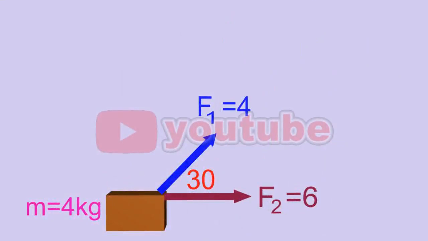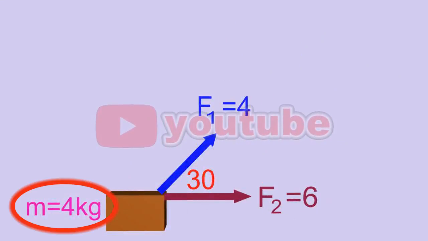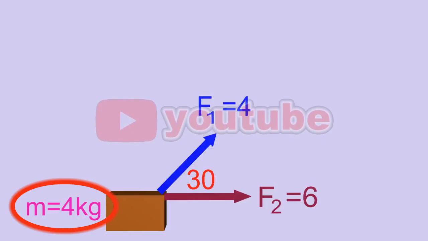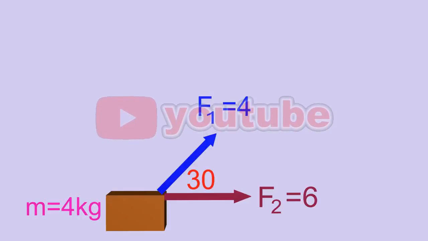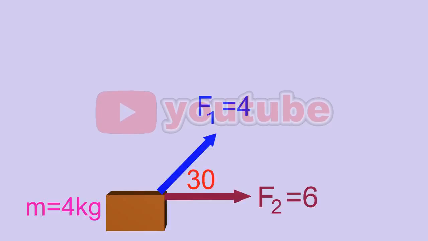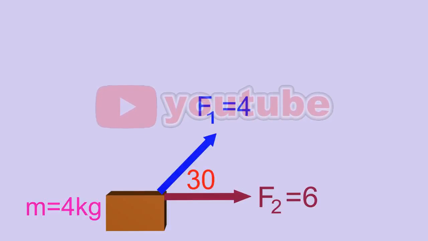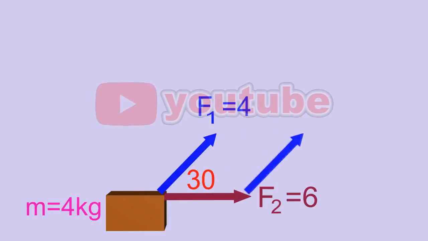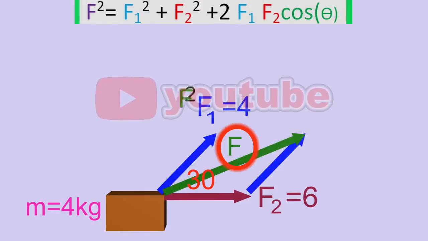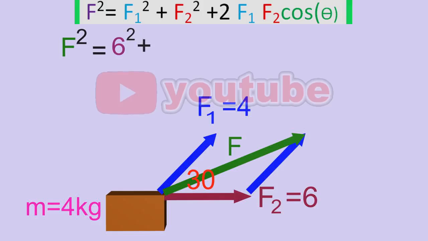Example: suppose two forces, 4 newtons and 6 newtons, act on an object with a mass of 4 kilograms, as shown. Calculate the acceleration of the object. Answer: we can show the direction of the resultant force without calculation. There are several methods. We use the simplest method. That is, we put the vectors one after the other. We denote the resultant vector by F. We put the magnitude of the forces in the formula. Pay attention to the calculations.